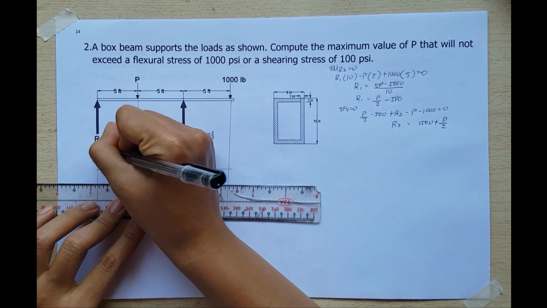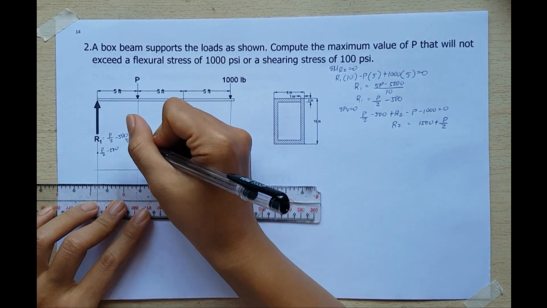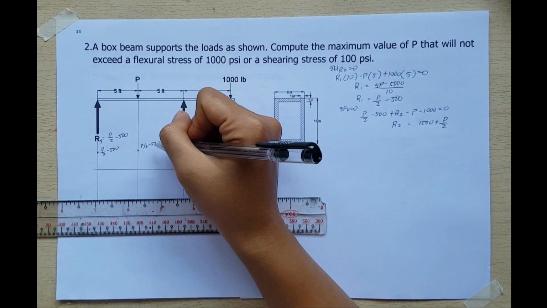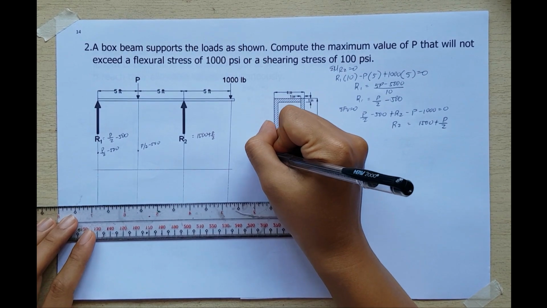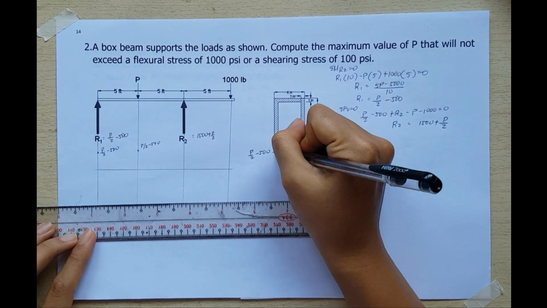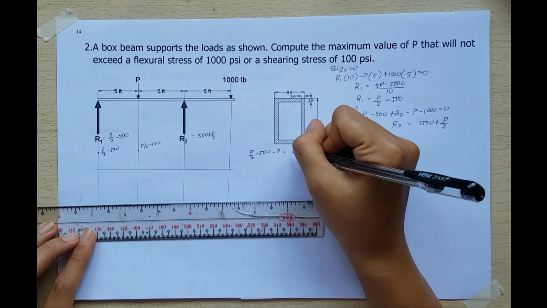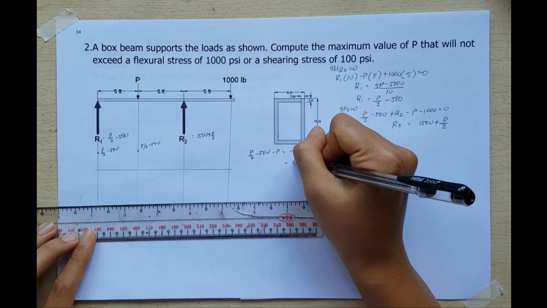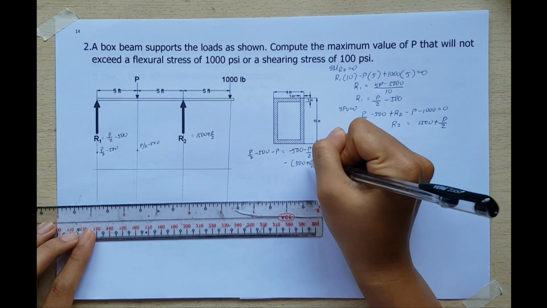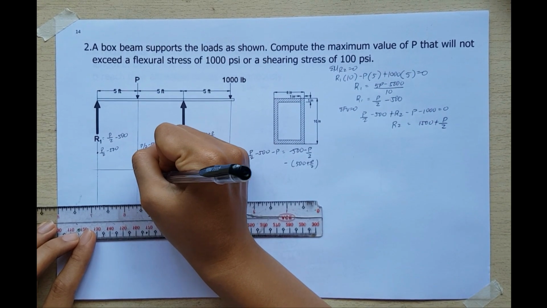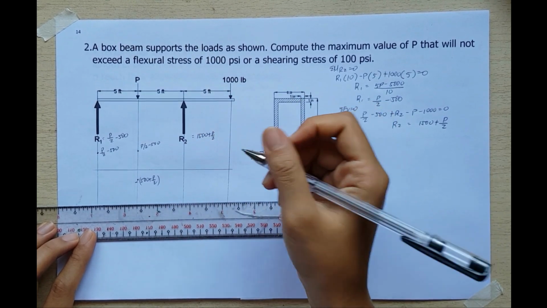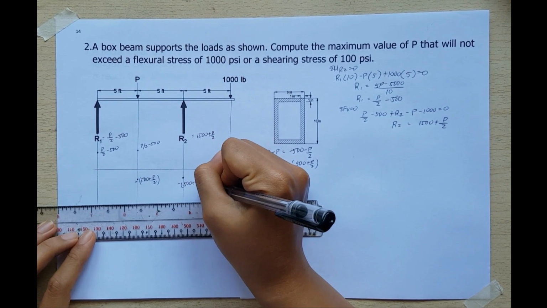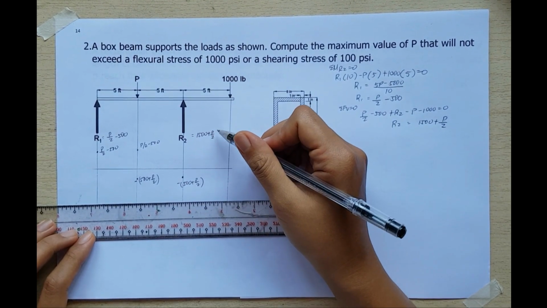So we have here P all over 2 minus 500, and P all over 2 minus 500. So P all over 2 minus 500 minus P. So let us solve here. We have negative 500 minus P all over 2, or let us take out the negative, so we have 500 plus P all over 2. And then same in here, we have negative of 500 plus P all over 2, and then plus 1,500 of P all over 2.